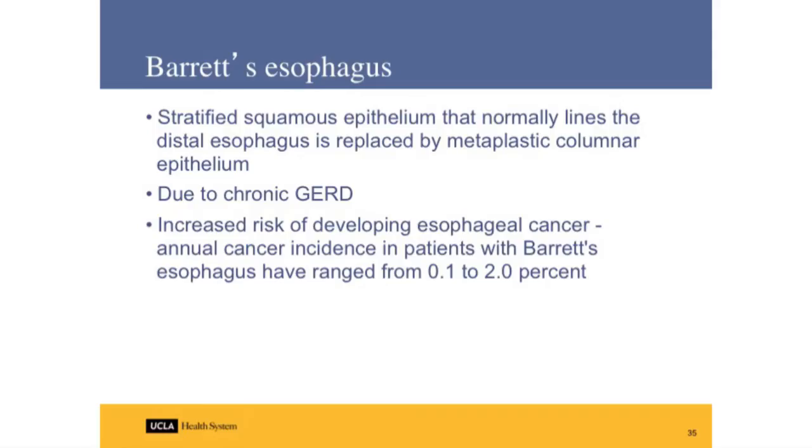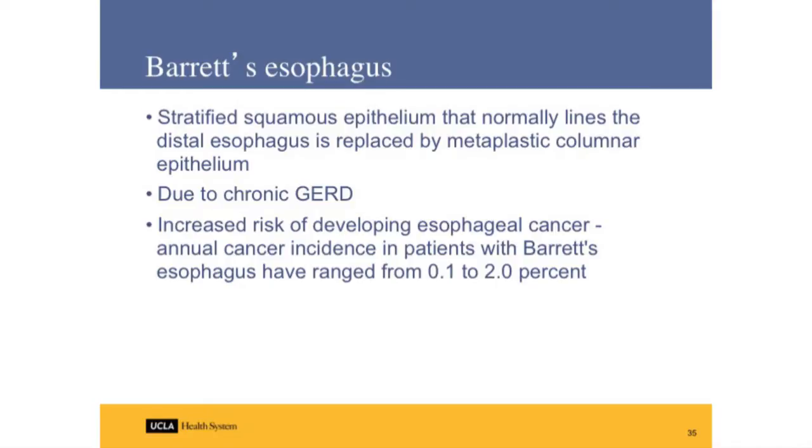A little bit about Barrett's esophagus, because this is a risk for developing esophageal cancer. This is essentially when the normal squamous epithelium, or the lining of the esophagus that we have, because of chronic irritation from reflux or acid exposure, changes into a different type of epithelium called columnar epithelium. And again, it's due to chronic GERD or reflux.